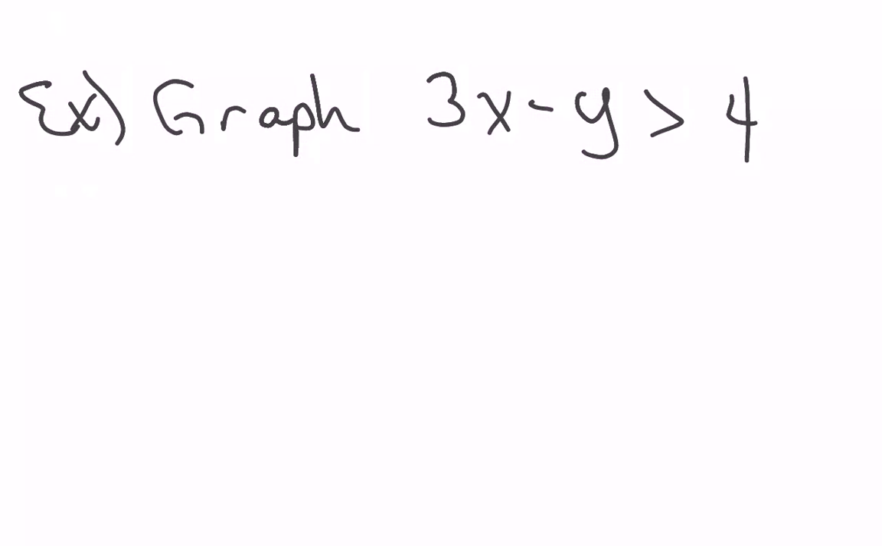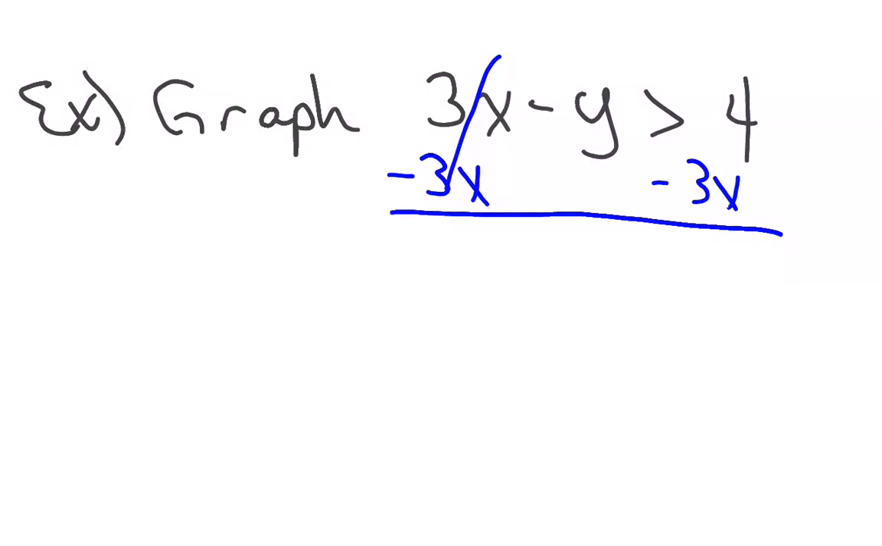So in looking at this, I would need this to be in y equals format for us to be able to graph it in slope-intercept form. It's not currently, so we have to rearrange it. In rearranging it, we need to move the 3x over. So we're going to subtract 3x from both sides since it was positive. And we have negative y is greater than negative 3x plus 4.